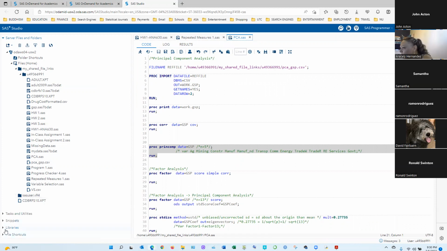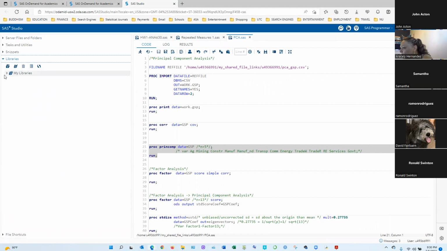I'm going to open a new one. In this library, we have a work library, and you have a GSP, which is a temporary library. Temporarily we're going to keep the work over there. You don't have to put the work, because since it's temporary, you just simply put the GSP, okay?